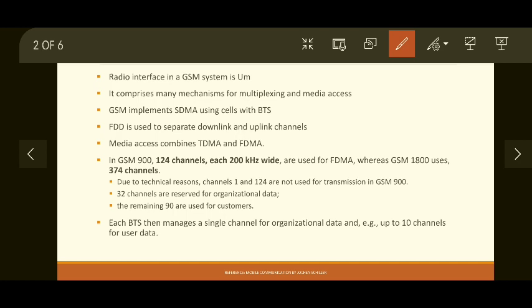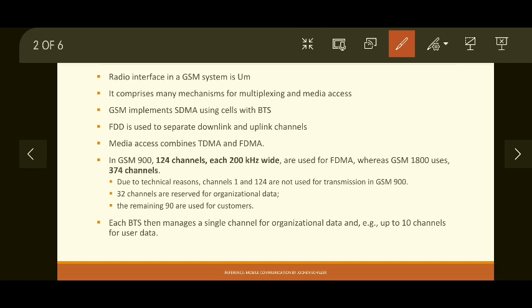So between different base stations, or communication between different entities of the GSM system like the base station controller or MSC, you will require certain channels. These 32 channels are reserved for that. So out of the remaining 122, 32 are for organizational data and the remaining 90 are used for customers. That means users are able to access 90 channels out of 124 channels.